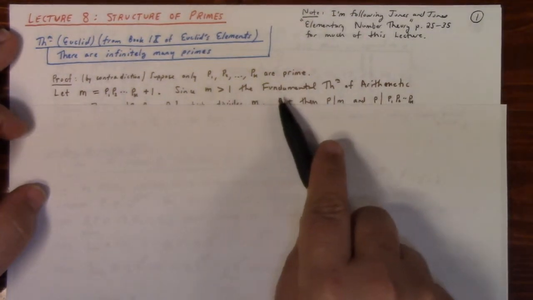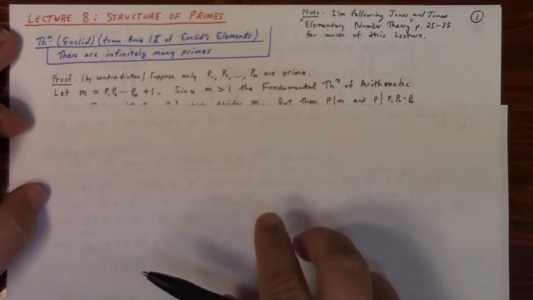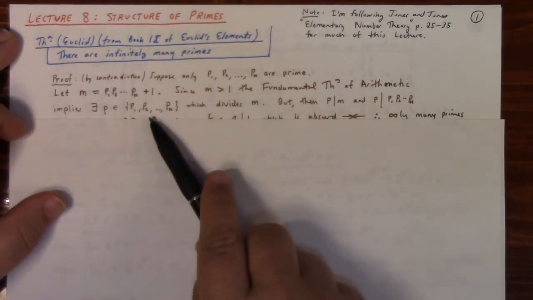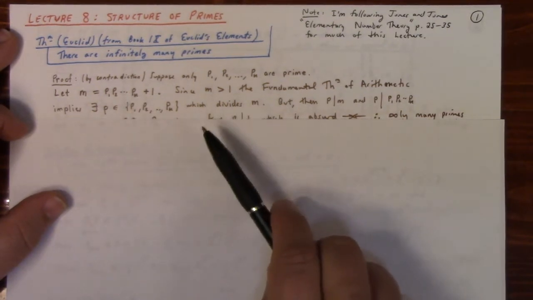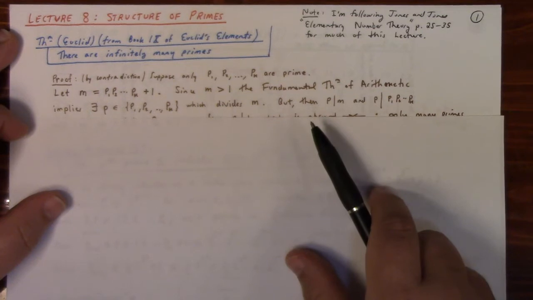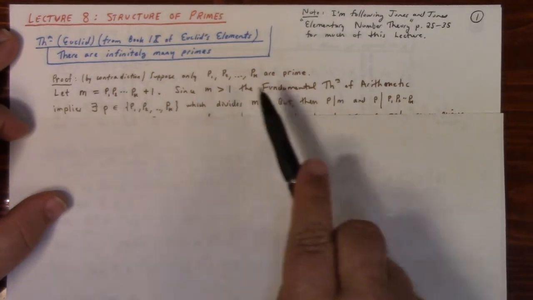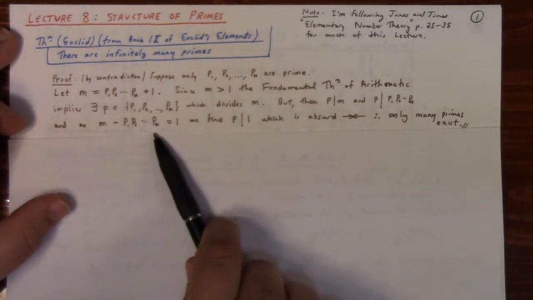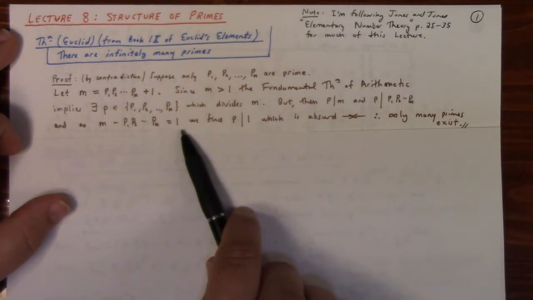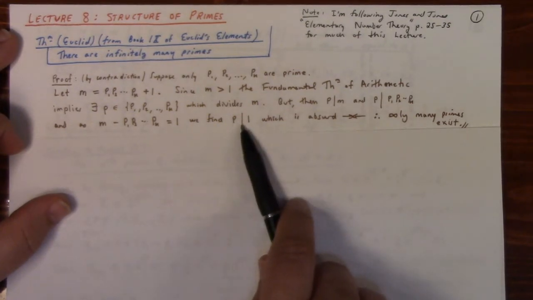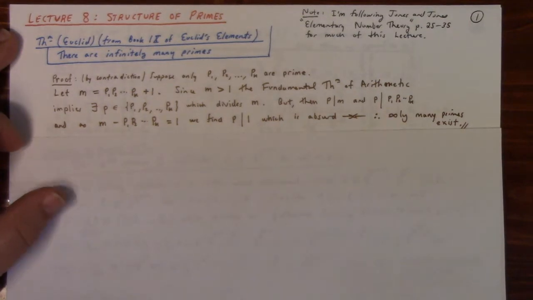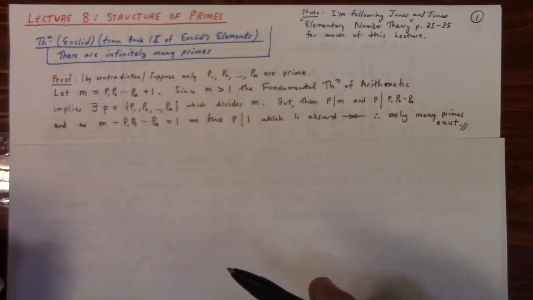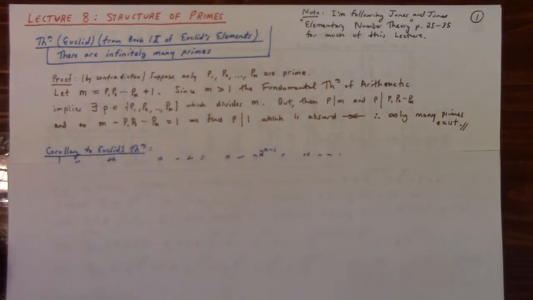Now, since M is greater than 1, we can apply the fundamental theorem of arithmetic. That means there has to exist some prime among P1 through Pk which divides M. But then, what does that mean? That means P divides M, and P divides the product P1 through Pk. And since M minus that product is equal to 1, that gives us that P divides 1, but you can't have a prime divide 1, so that's absurd, and hence by proof by contradiction we get that infinitely many primes exist. It's kind of neat.